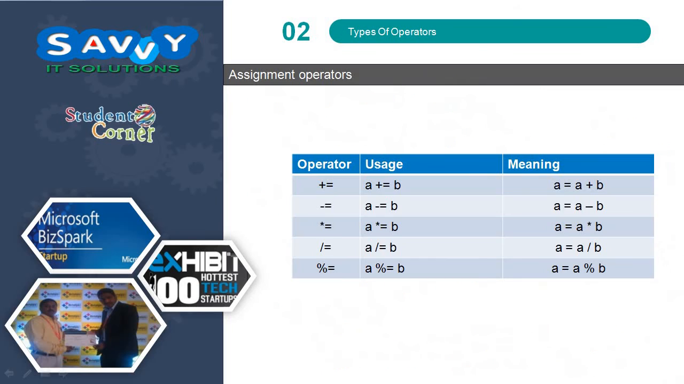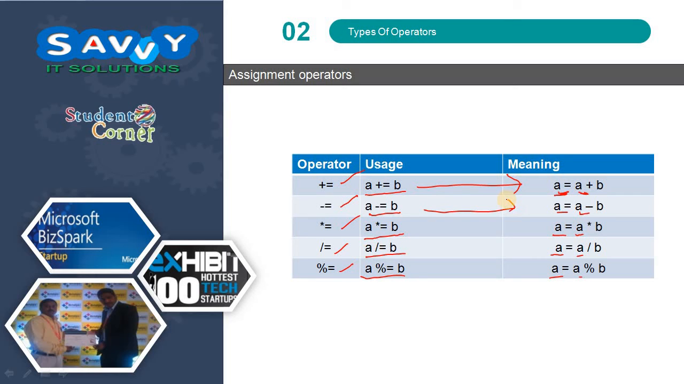Okay, the next one is assignment operators. Assignment operators are plus equal to, minus equal to, star equal to, slash equal to, and mod equal to. We represent A plus equal to B, A minus equal to B, A times equal to B, A divided equal to B, A mod equal to B. It can be represented like A is equal to A plus B. Only when these two operands are the same are the assignment operators used.